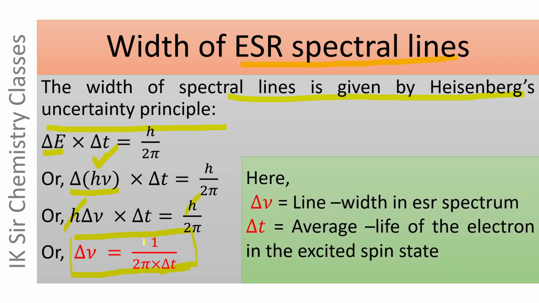Here, delta nu is the line width in the ESR spectrum, and delta T is the average life of the electron in the excited spin state. This is the line width or bandwidth, and delta T is the average life period of the electron in the excited spin state, that is ms is equal to plus half.